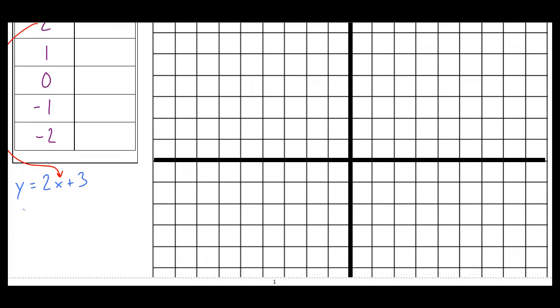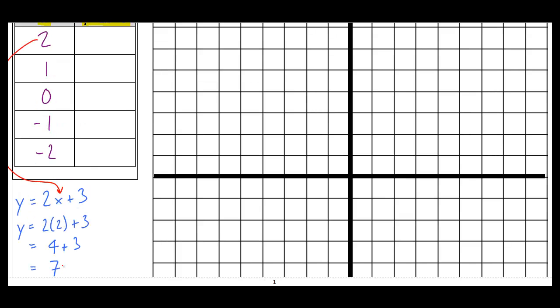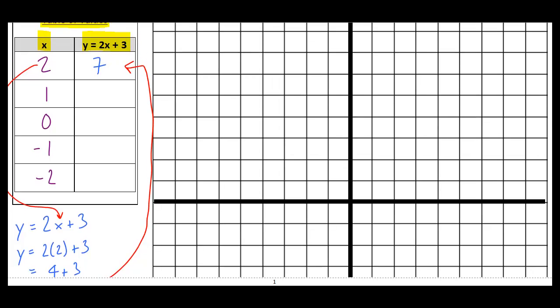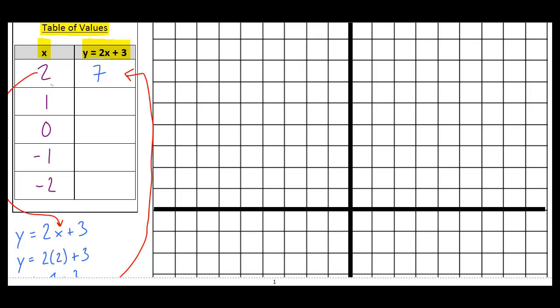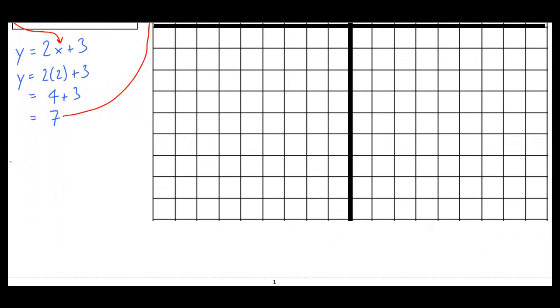So I can just go ahead and write this as y is equal to 2 times 2 plus 3, which is 4 plus 3, equal to 7. So I can take this 7 and place it up here in my table of values. I know that when x is equal to 2, then y must be equal to 7. I'm going to continue to do this for each of these individual points and see what I end up getting. So for example, what happens when x is equal to 1?